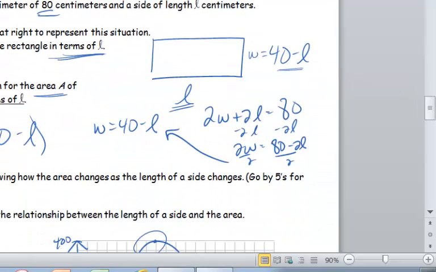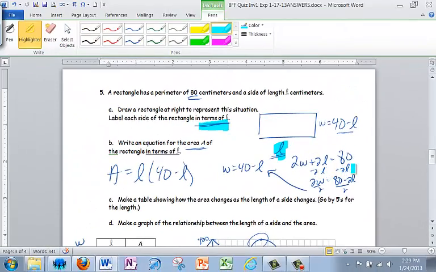Okay, here we go. A rectangle has perimeter 80. They said draw the rectangle and label the sides in terms of L. So we made one side L, so that's in terms of L. And then you had to find the W. So what we did was we used the perimeter and solved for W. So subtract 2L from both sides. 2W equals 80 minus 2L. Divide by 2 on both sides, and that gives you 40 minus L for the width. So you put that here, and that's labeling your rectangle using just length.